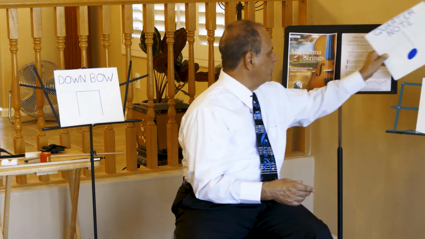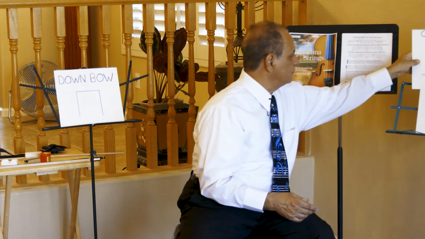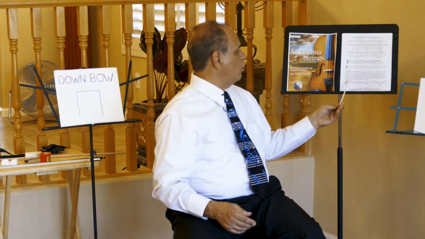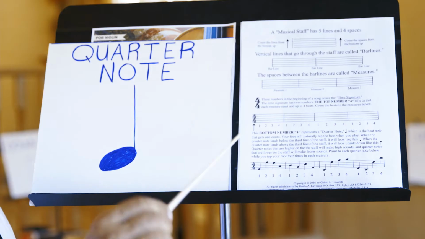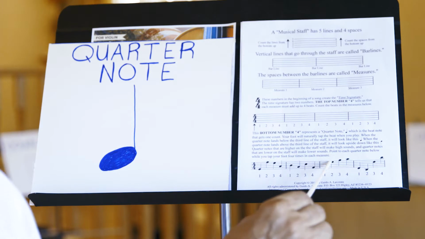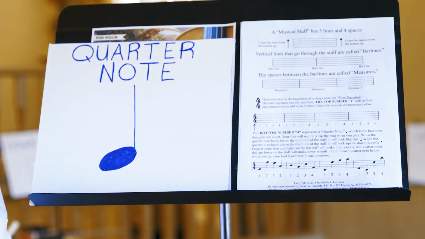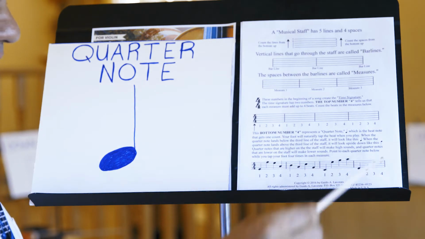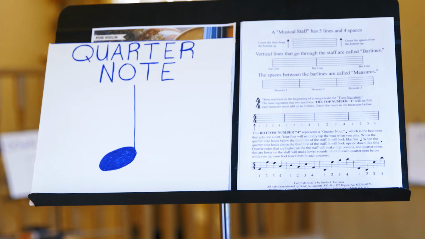Now, if you look over here in our music, you'll see that there are a bunch of quarter notes right here. If we have notes up high on the staff, those are going to be high sounding quarter notes. If we have notes down low on the staff, those are going to be low sounding quarter notes.